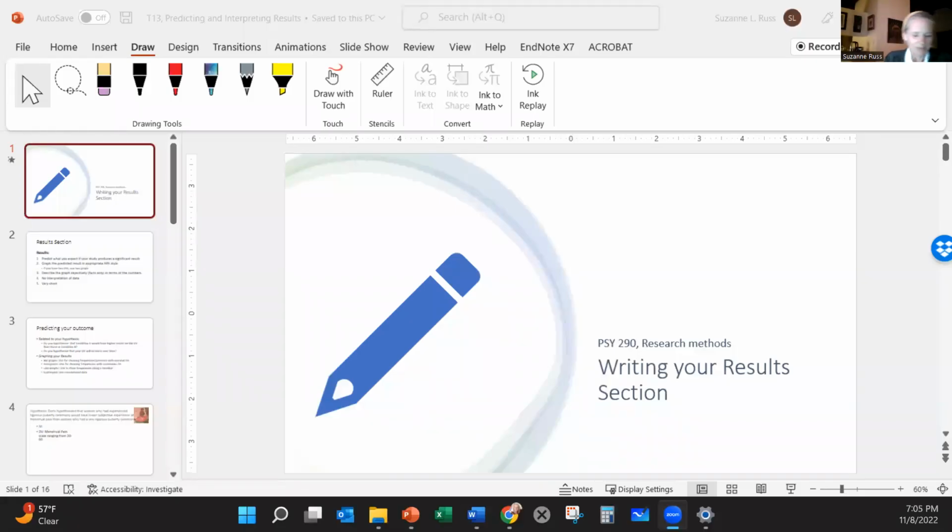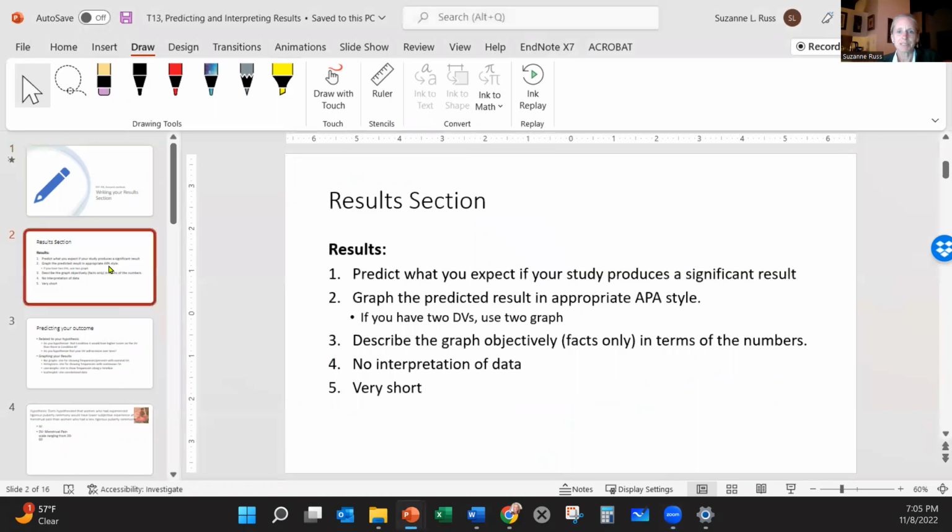Hello, everyone. We're going to take a look today at how to do your results section, your predicted results section for our research proposal. And I think you'll find this really helpful. So let's go ahead and take a look at what the results section is.